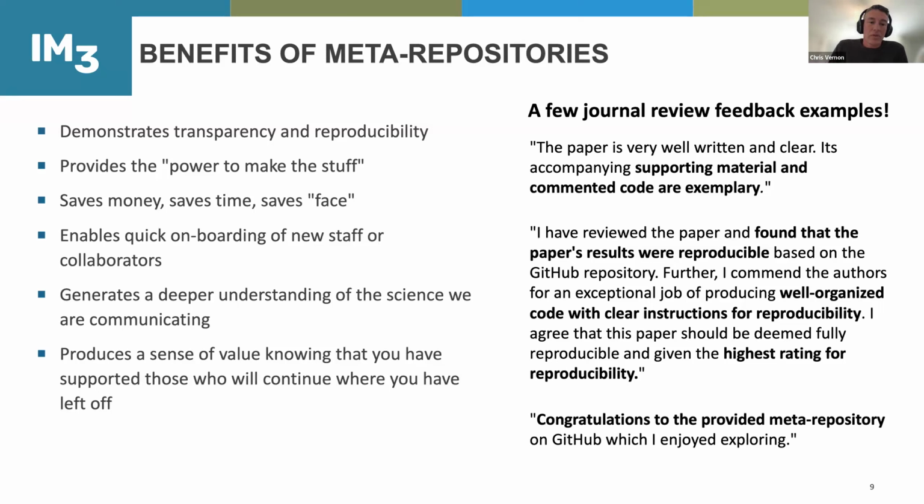So we also do all of this to really produce a sense of value, knowing that what we've given to the public will actually continue and is a robust form of what we're offering. So it's not just a one-stop shop. Here are a few on the right, some journal feedback examples. The reviewers for meta-repository enabled publications are extremely happy about them, as you can imagine. We're getting some really great feedback from a variety of different journals. And so these are definite benefits that are taking us a long way for doing reproducible research in the future.